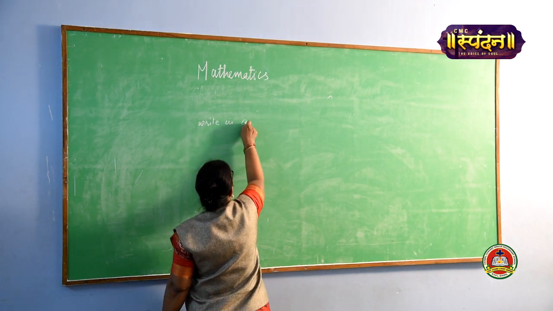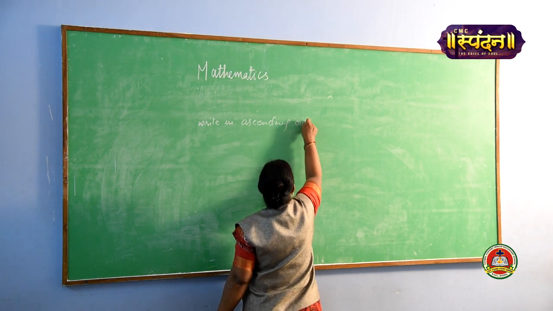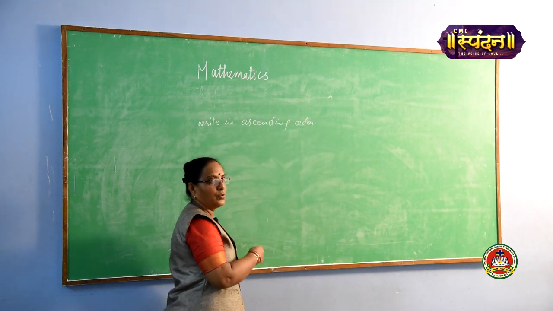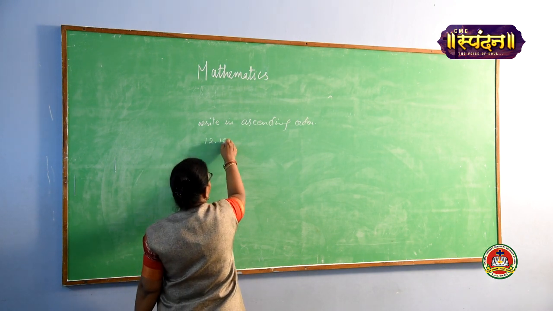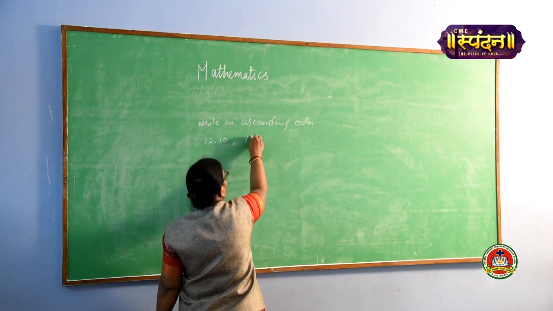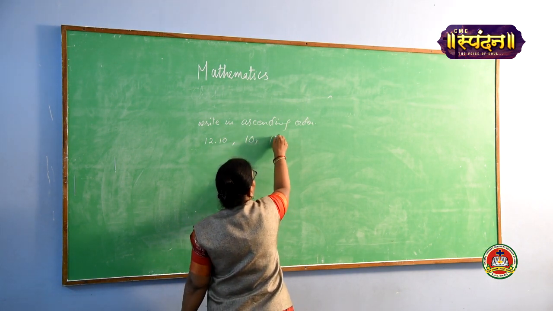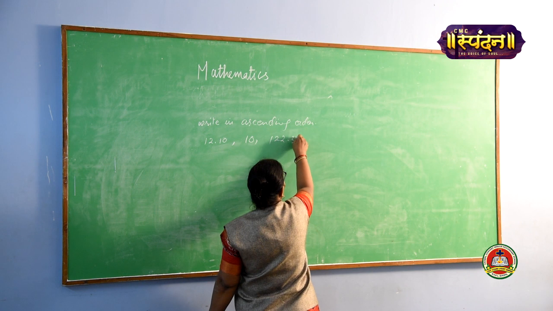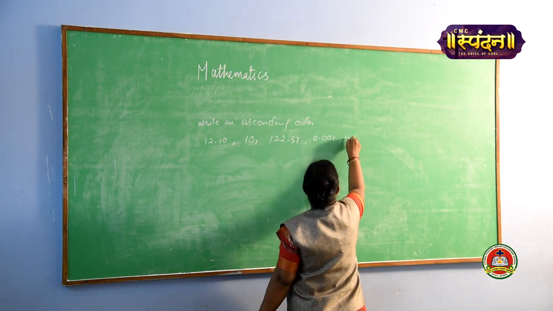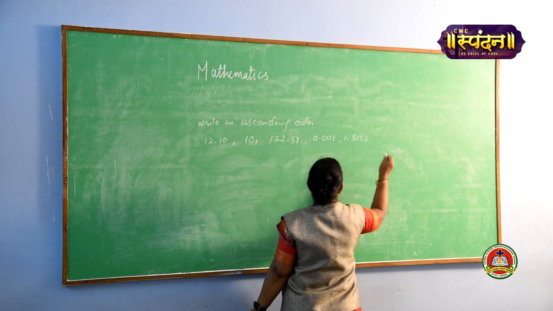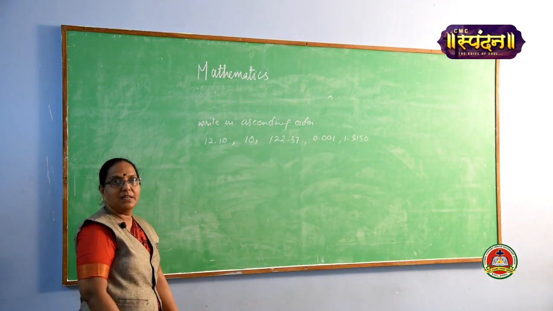Write in ascending order, and I am going to write some numbers. So the numbers are, suppose, 12.10, then 10, after that 122.37, 0.001, after that 1.3150 and so on, like 4-5 terms are there. And the question is: write in ascending order.